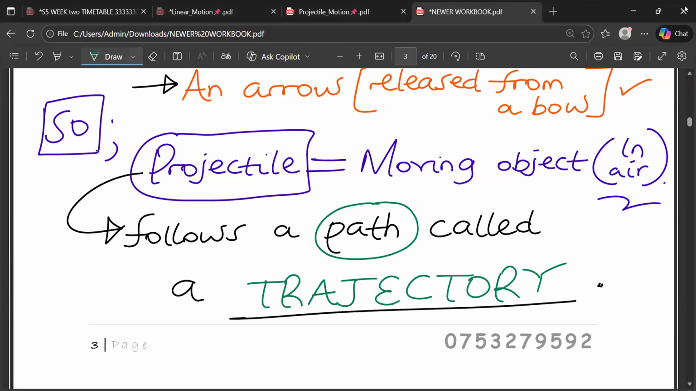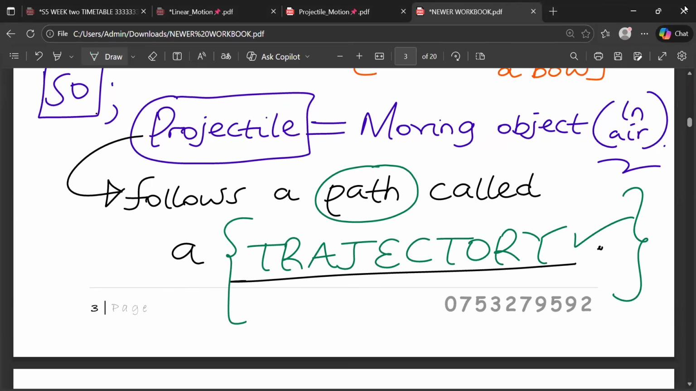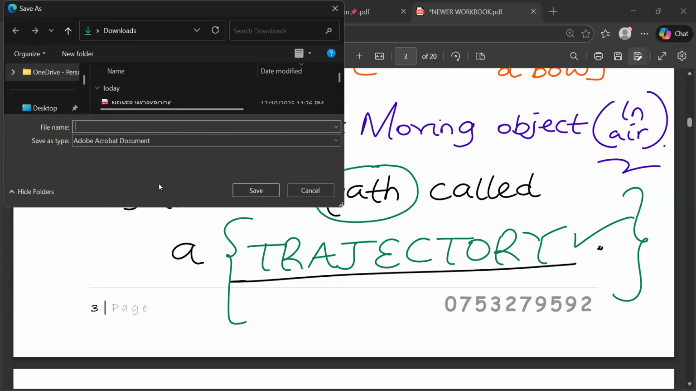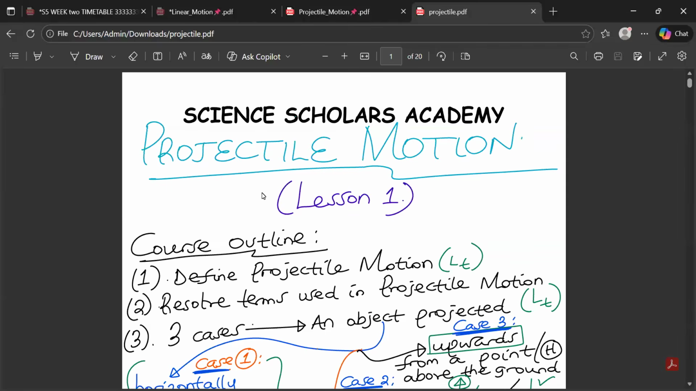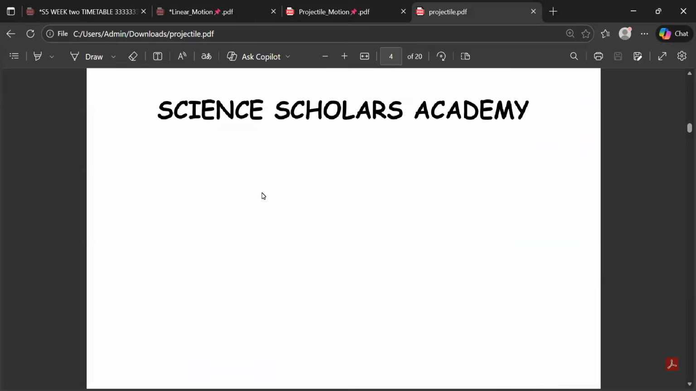So the object that is moving is the stone. The stone moving is the projectile. Then the path that the stone you've thrown is going to follow is what they call the trajectory. Someone may say, sir, I've gotten the projectile, but I'm not getting the trajectory. Let me give you an example. Assuming you throw a stone.